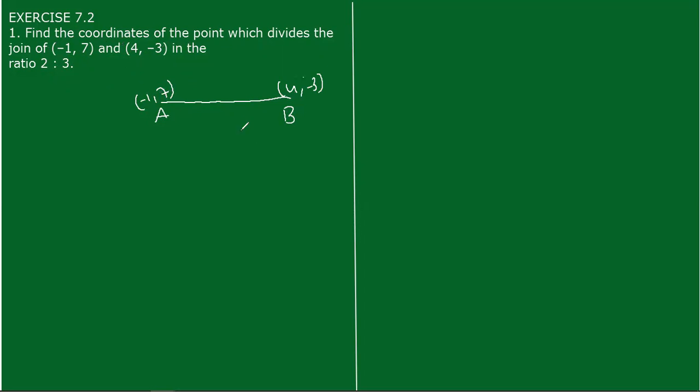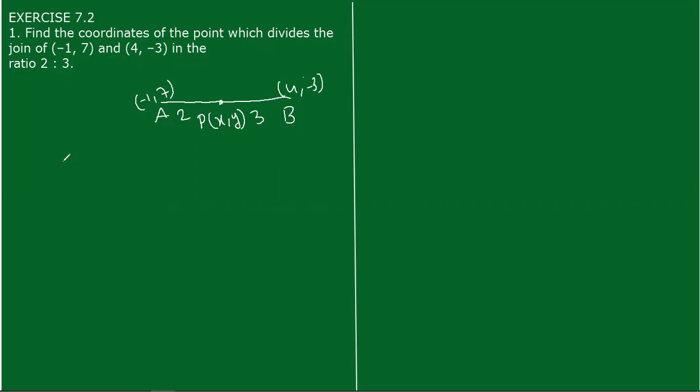So here it gave the ratio. There is one point between A and B, so let's assume that it is P. This point P divides the AB line segment in the ratio 2 to 3. Now we have to find this point P, we have to find this x comma y.